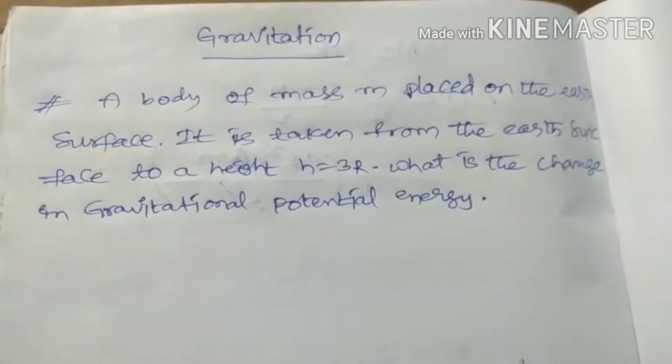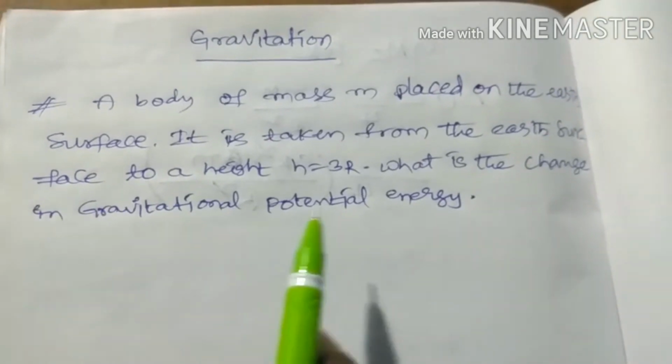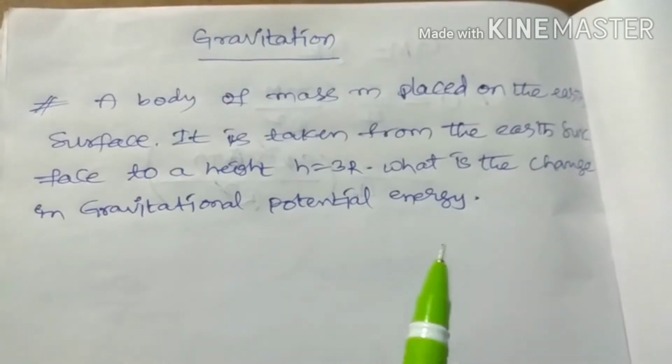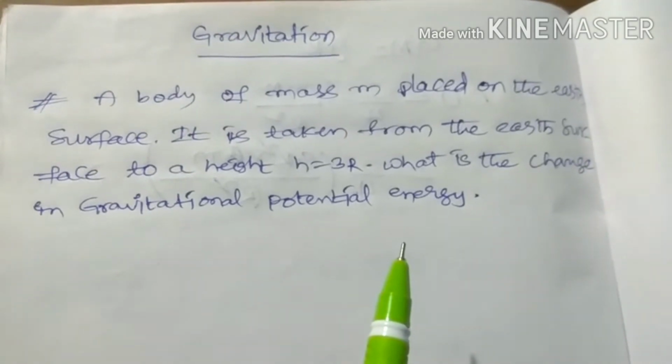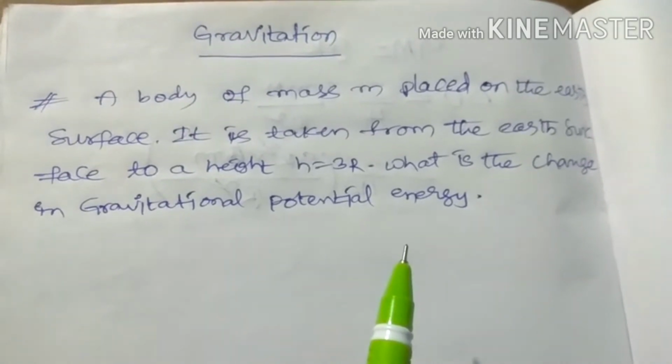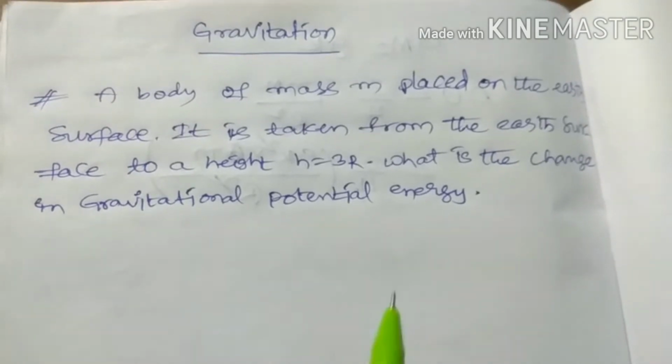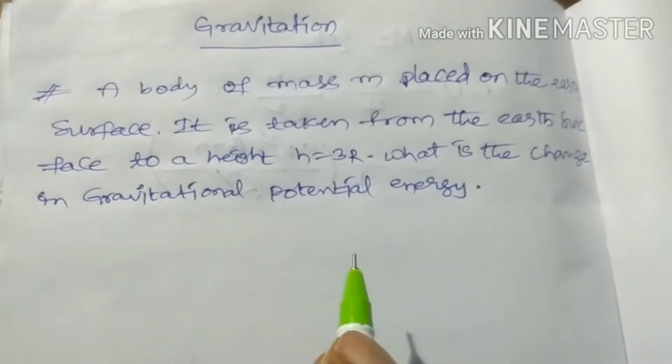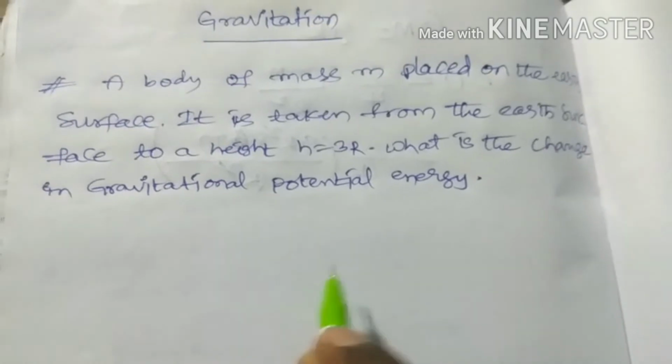One more question from the gravitation chapter. A body of mass m placed on the earth's surface is taken from the earth's surface to a height h equal to 3R. What is the change in gravitational potential energy? Let us see how we can find the solution.